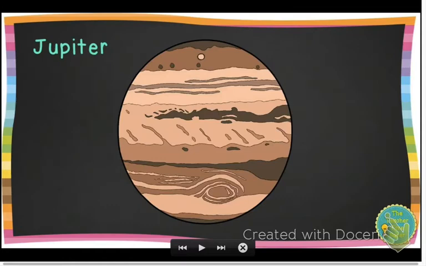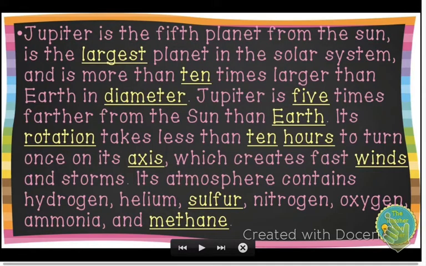Oops, sorry. Jupiter. Jupiter is the 5th planet from the Sun. It is the largest planet in the solar system and is more than 10 times larger than the Earth in diameter. Jupiter is 5 times farther from the Sun than Earth. Its rotation takes less than 10 hours to turn once on its axis, which creates fast winds and storms. Its atmosphere contains hydrogen, helium, sulfur, nitrogen, oxygen, ammonia, and methane.